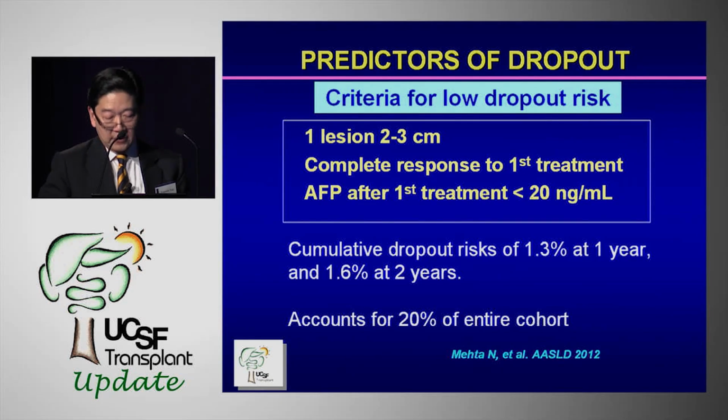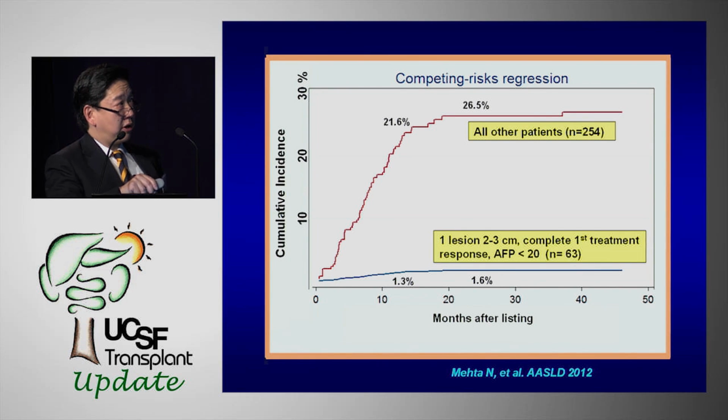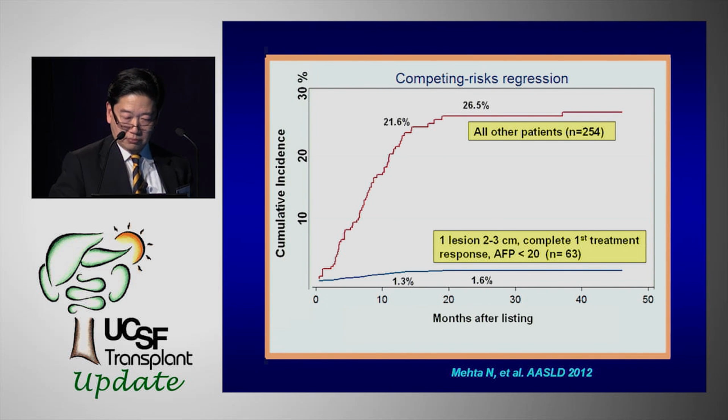So this is a group that will likely do very well, and they don't really need to be transplanted that quickly. This is a comparison of the cumulative incidence of dropout from the waiting list. This is a group that we identified as having a very low rate of dropout, 1.6% at 2 years, compared to 27% for all the other patients.